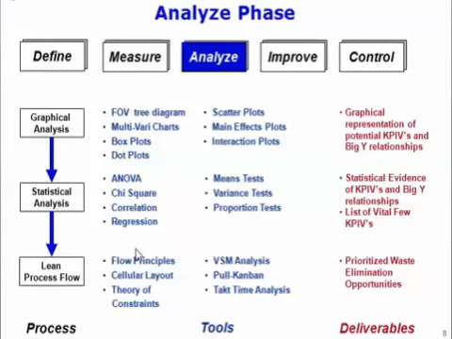But basically what we're trying to do in the graphical analysis is get a picture of what's going on in the process and with the problem. The statistical analysis is a way of validating either the extent of the problem or the insight that the data gives us via some statistical analysis. And then in the lean process flow, we're looking at lean principles as they apply to the problem at hand.